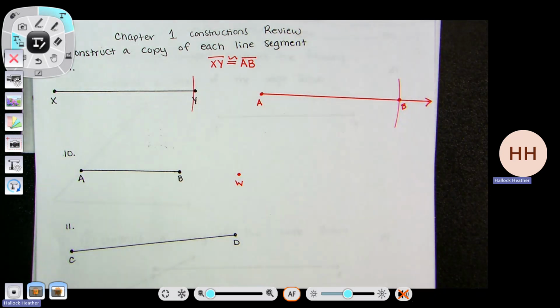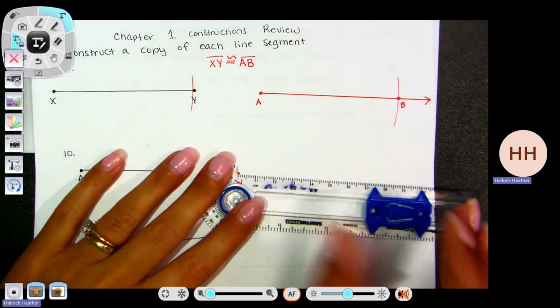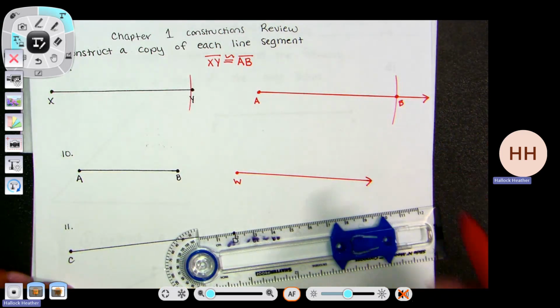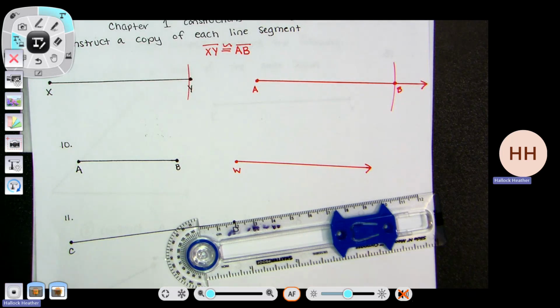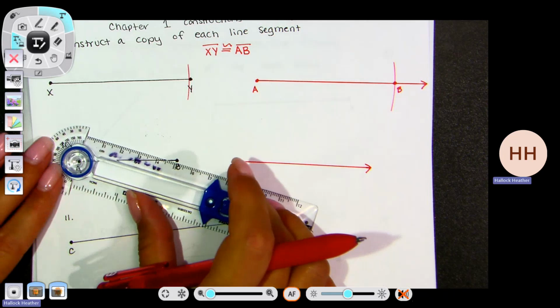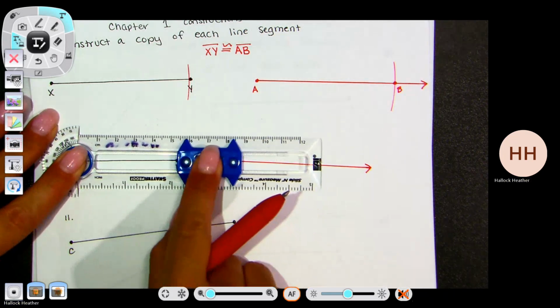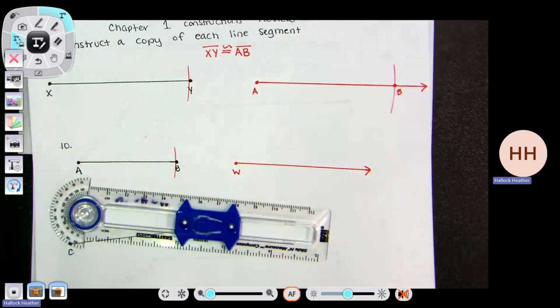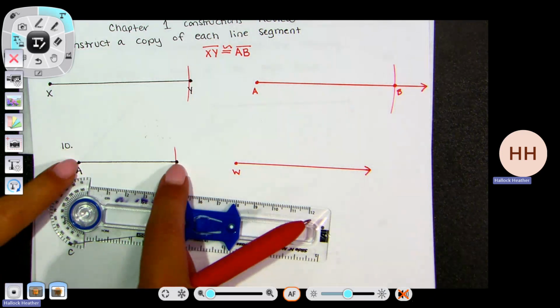So try 10. You're doing W. You draw a ray using the straight edge. I'm measuring the distance from A to B using the compass. I'm going to open the slider to B, and I'm going to make an arc mark where B is. That's me measuring it with the compass. If it ever says measure with a ruler, you never choose that. We never use a ruler. You always use a compass. So I measured from A to B using a compass.